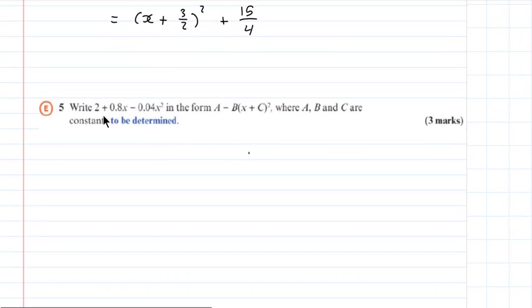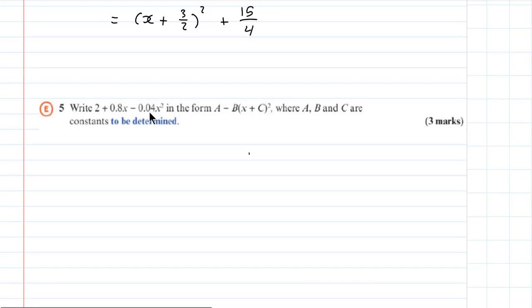Question 5, write 2 plus 0.8x minus 0.04x squared in the form like this. Okay, first of all, as I told you before, we should make the coefficient of x squared 1. So I will take negative 0.04 as a common factor here, then we have x squared. Okay, 0.8 divided by 0.04 multiplied by 10 here and here, it will be 8 divided by 4 over 10, which is 80 over 4, which is 20.